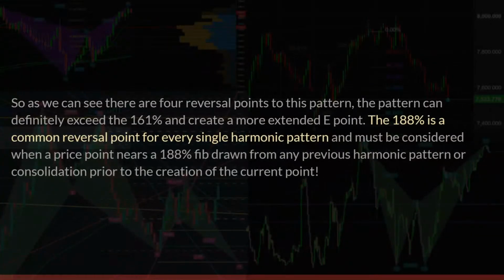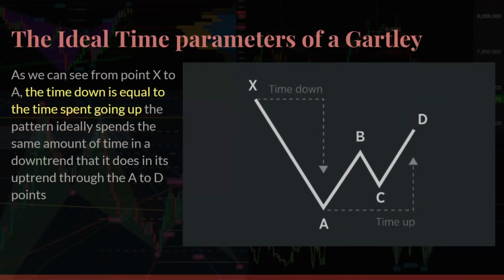Now, as we can see, there are 4 reversal points to this pattern. The pattern can definitely exceed the 161.8 and create a more extended E point. The 188 is a common reversal point for every single harmonic pattern and must be considered when a price point nears a 188 fib drawn from any previous harmonic pattern or consolidation prior to the creation of the current point. So if we have a fib coming from a previous pattern and its 188 lines up somewhere along the trajectory of our current pattern, we have to take that 188 into consideration, even if it is an old 188, because it is that important, especially in bigger patterns.